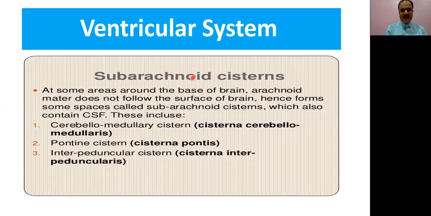Those dilatations we call subarachnoid cisterns. So what are subarachnoid cisterns? At some areas around the base of the brain, the arachnoid mater does not follow the surface of the brain. Hence it forms some spaces called subarachnoid cisterns, which also contain CSF. These include the cerebellomedullary cistern or cisterna cerebellomedullaris, pontine cistern or cisterna pontis, and interpeduncular cistern or cisterna interpeduncularis. So these cisterns are dilatations which contain the cerebrospinal fluid.